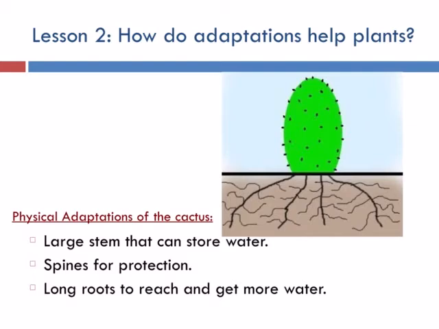The cactus is a plant that lives in the desert where it's very dry and it lacks water. So in order to get more water, the cactus has two adaptations. The first one is the long roots that allow it to reach more water deep in the soil, and the second one is the large stem that can store water.